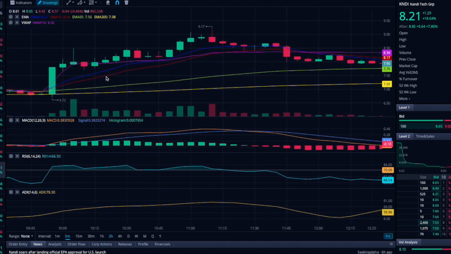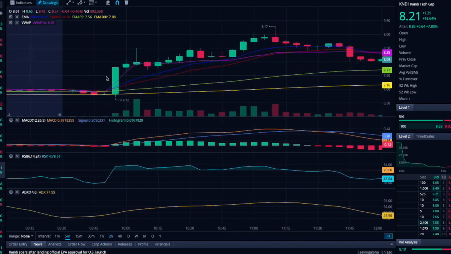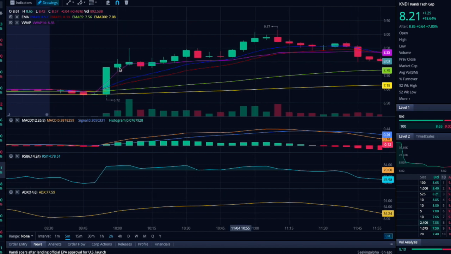So VWAP is one of the various strategies that we need to use, right? If the trade is above VWAP or it bounces off the VWAP, and we can tell that this bounced off the VWAP here with that little shadow right here, that means that VWAP is now the continuing support for this particular trade.